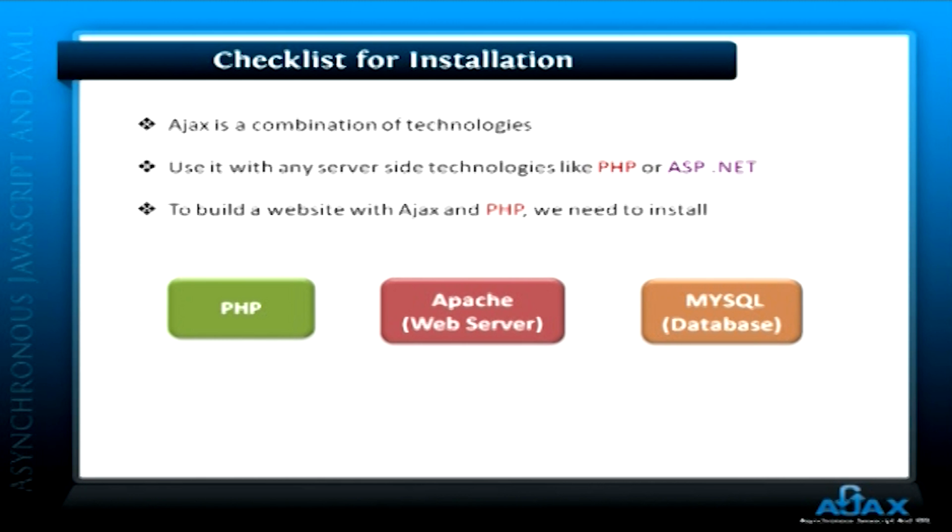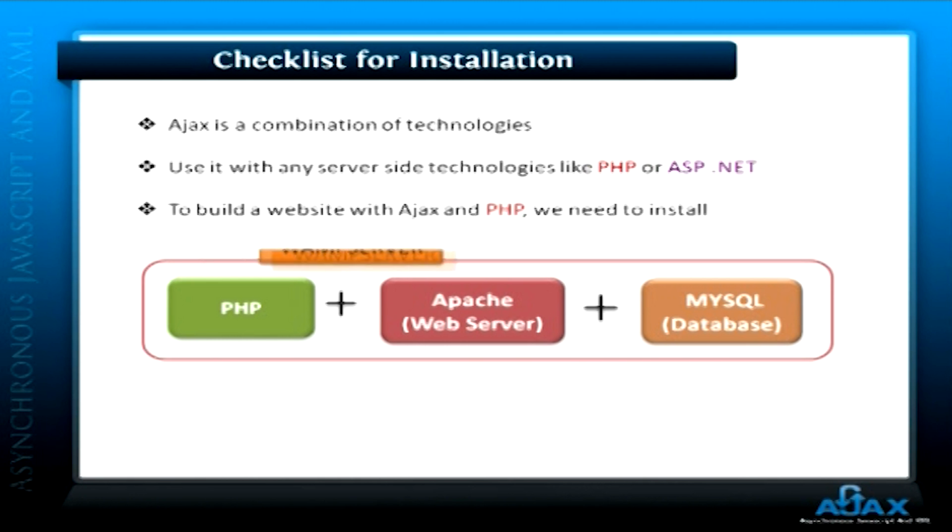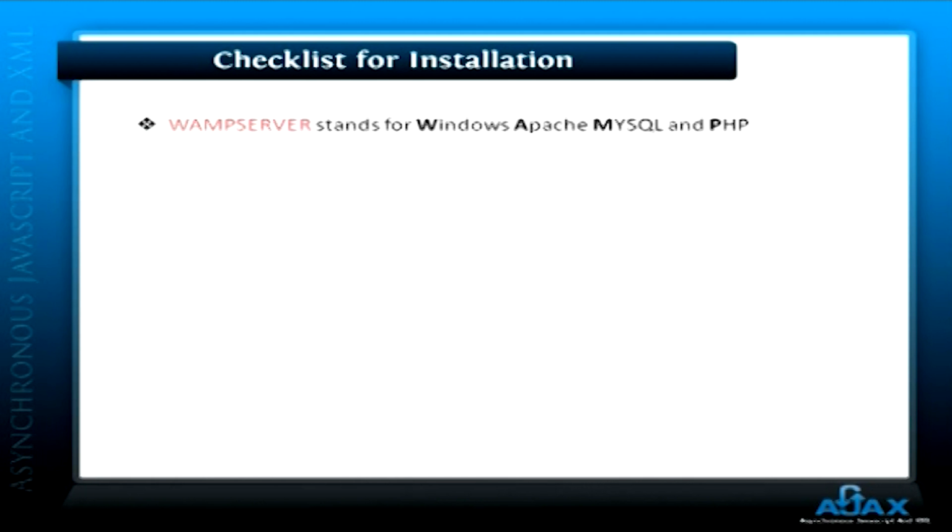Well, but here we are not going to install each of them separately. All of the above-mentioned things like PHP, Apache, and MySQL come in one complete package called WAMP Server, and it stands for Windows, Apache, MySQL, and PHP. So here we are going to install only this WAMP server. Now let's see its hardware requirements.